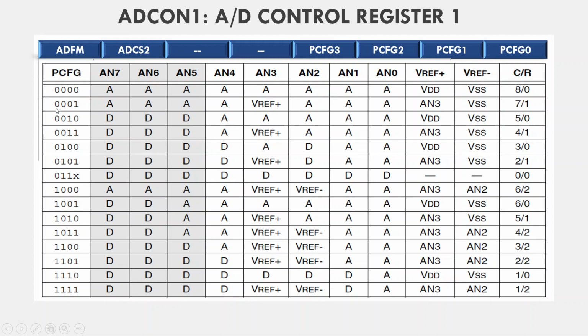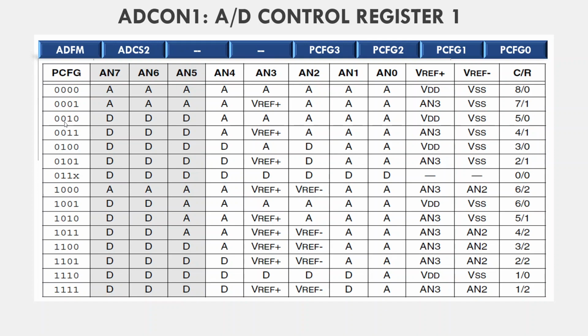If we see the combination 0001, in this mode channel numbers 7, 6, 5, 4 are all configured as analog. Channel number 3 is configured as the V reference plus to the ADC, and the other channels, that is channels 2, 1, 0, are configured as analog. So here V reference plus comes from AN3, and V reference minus is still from the power supply connected to the controller. So the total number of channels available in this mode is 7, and the total number of references is 1.